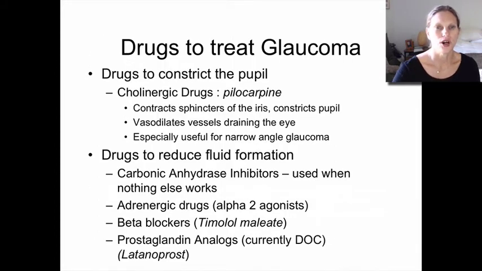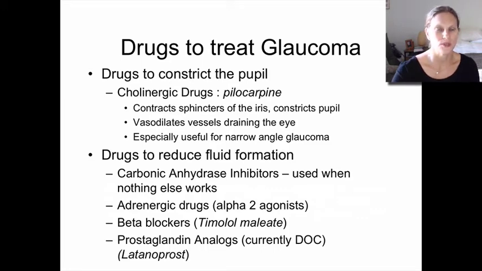All right, so for both our narrow angle and wide angle, which are considered primary glaucoma, we're going to think about drugs that constrict the pupil. The big one here is our cholinergic drugs, and the sphincter muscle of the eye has a muscarinic receptor there, and so this would be a muscarinic agonist, and an example is pilocarpine. You don't need to remember that name, but it's going to contract the sphincter of the iris, which would constrict the pupil, which would pull it away from the drainage point. These do seem to vasodilate a little bit the vessels draining the eye as well, which is helpful.